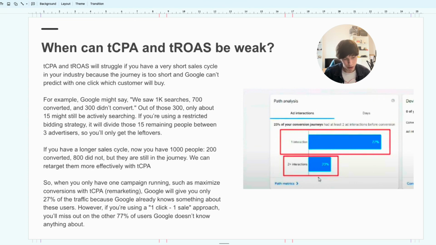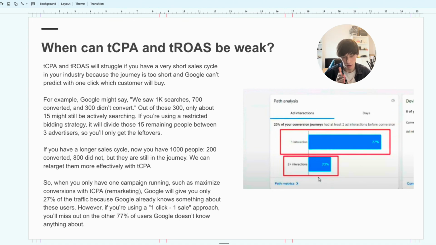But if you have a longer sales cycle, now you have 1,000 people, 200 converted and 800 didn't, but they are still in their journey. So we can retarget them more effectively with this target CPA. When they search again, we have that amount of people, 800 that didn't convert, and target ROAS and target CPA already know that this person was on your website, so it will bid higher for those people.